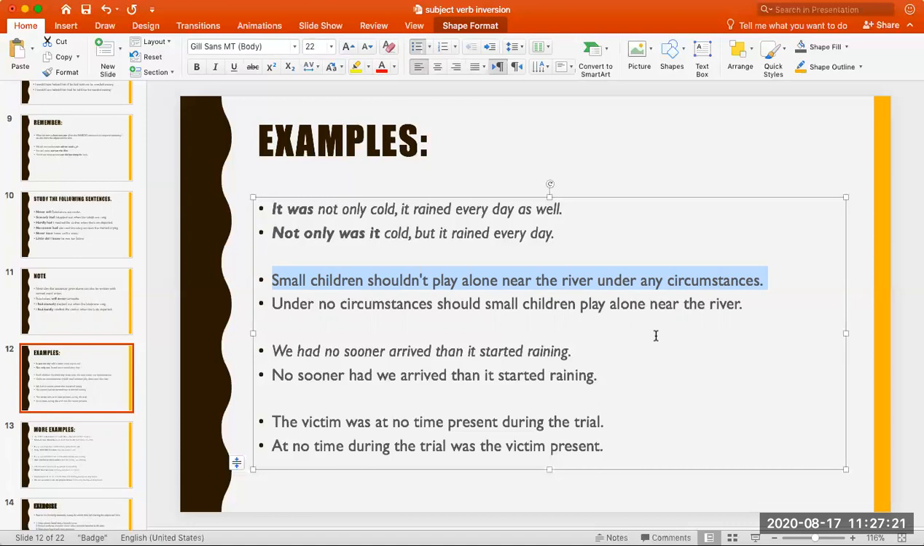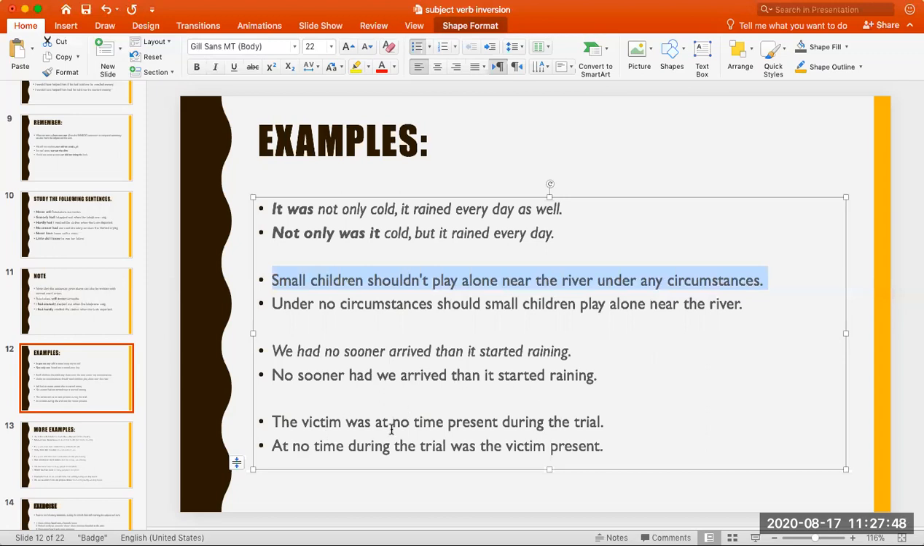Somebody goes to the doctor, realizes he or she has heart problems, and the doctor gives him or her advice, and says, under no circumstances should you exercise. Under no circumstances should you go to the gym. We had no sooner arrived than it started raining. No sooner had we arrived than it started raining.